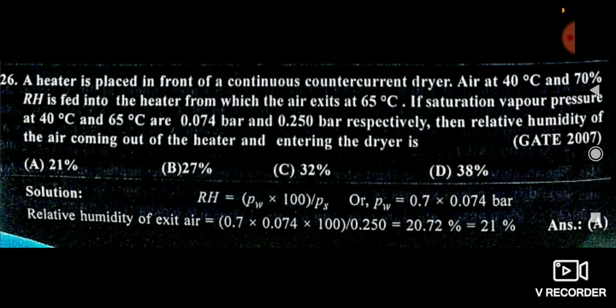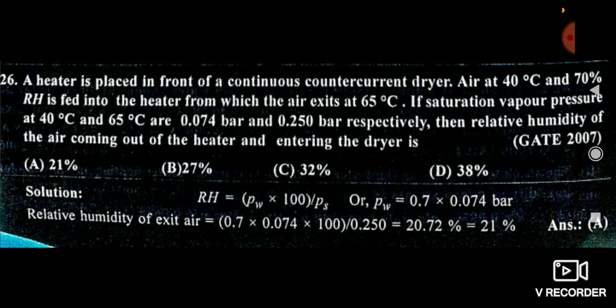And friends, the relative humidity you have got is 70%, and the saturated vapor pressure you have got is 0.074 bar. So you will calculate the partial water vapor pressure at 40 degree centigrade. You do the calculation and you will get the PW value. And friends, after this it is asking what is the relative humidity of exit air. Means we have to calculate the relative humidity of the exit air.